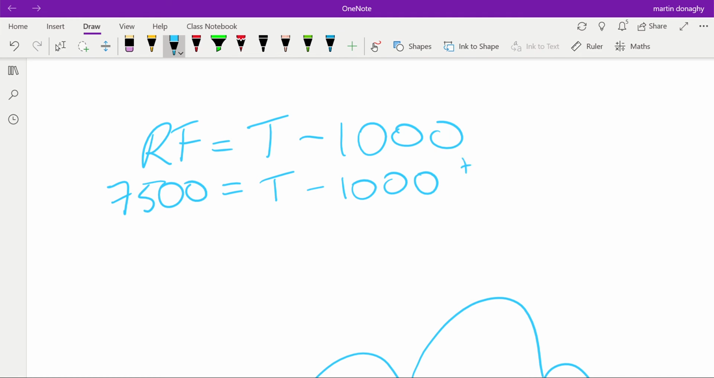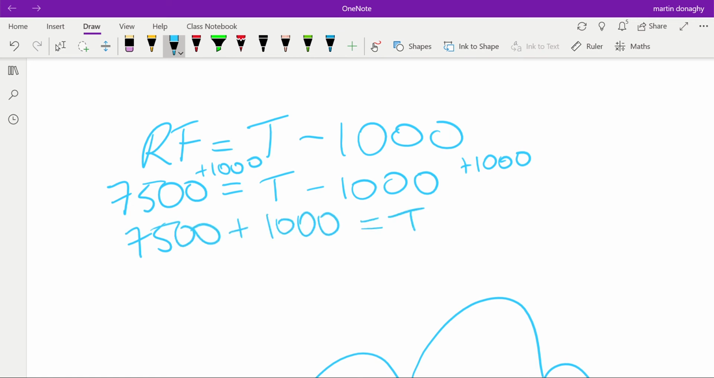I want to find out what T is all by itself. So what I do is I add 1,000 to this side of the equal sign, and I add 1,000 to this side of the equal sign. I'll write it in full. So 7,500 plus 1,000 equals T. Therefore, T is 8,500 newtons. Okay, the thruster forwards force is 8,500 newtons.